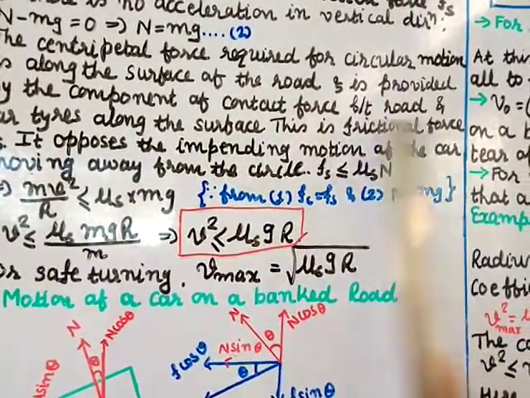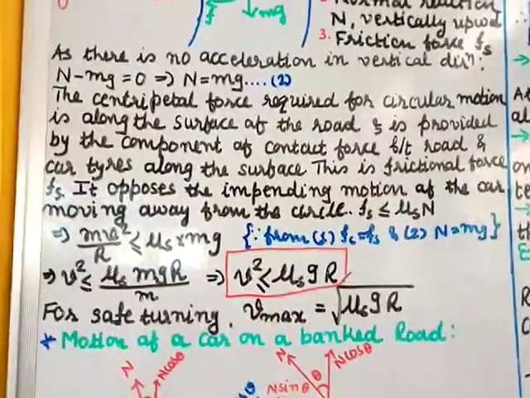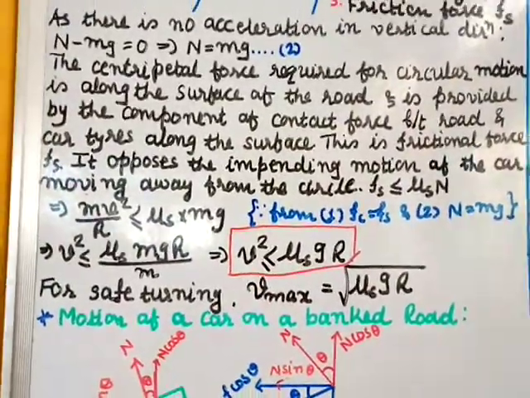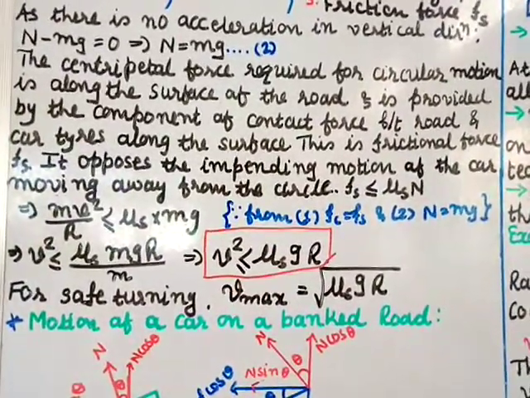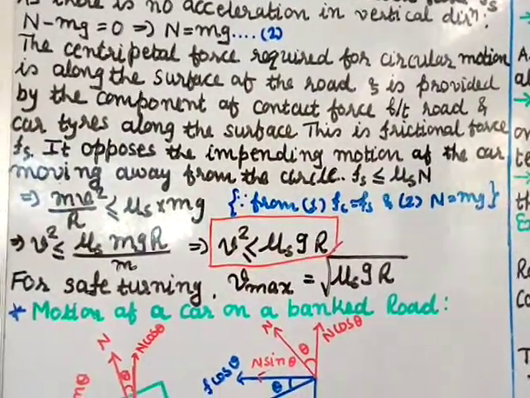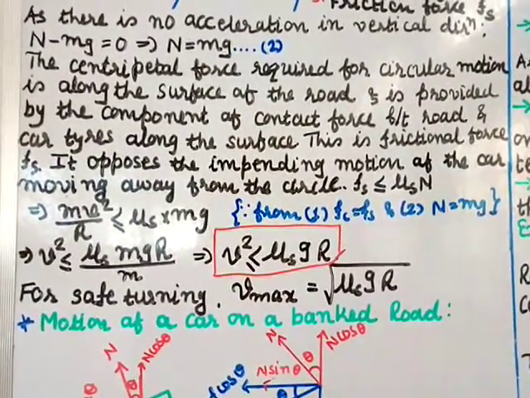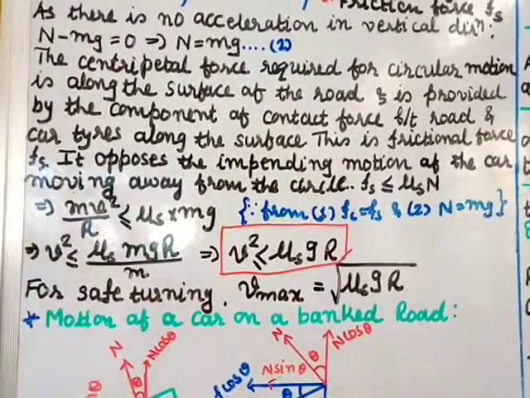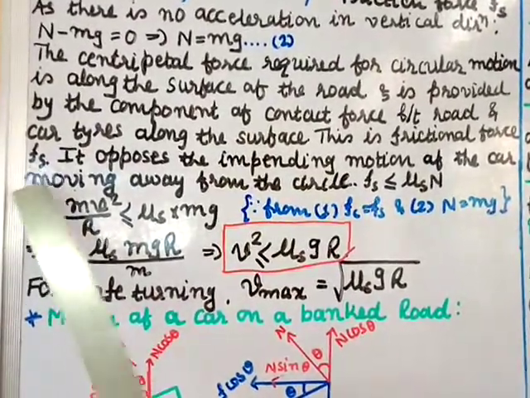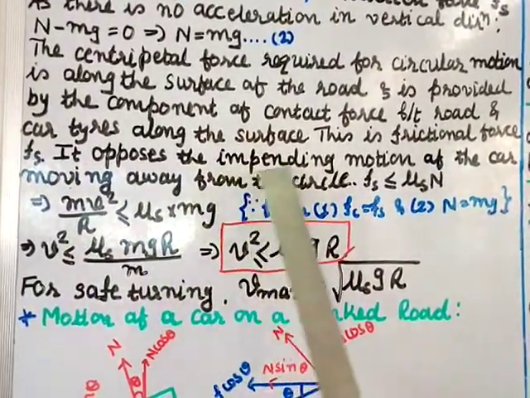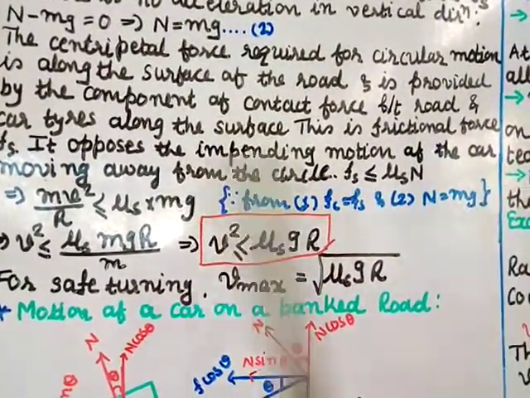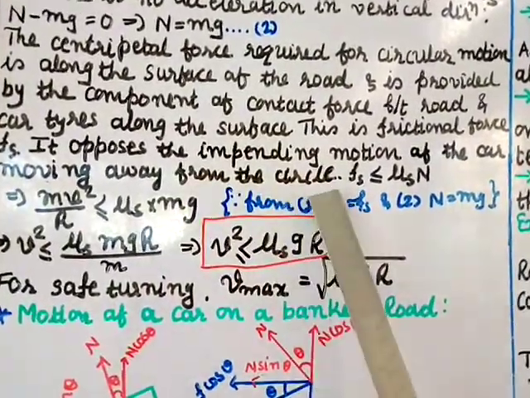This is frictional force Fs. Now already we say that the centripetal force is given by the friction force. Here we are just writing this by the definition of friction force. Here Fs is a static friction and we'll use that. It opposes the impending motion of the car moving away from the circle.